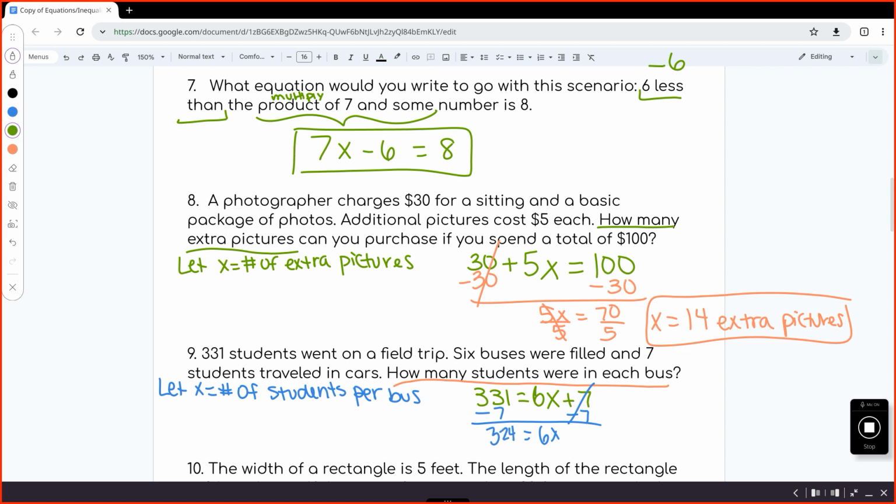Now we are going to divide each side by 6, and then we get 54 is equal to x, which I know is hard to see. 54 students is equal to x. So how many students were in each bus? That is 54 students.